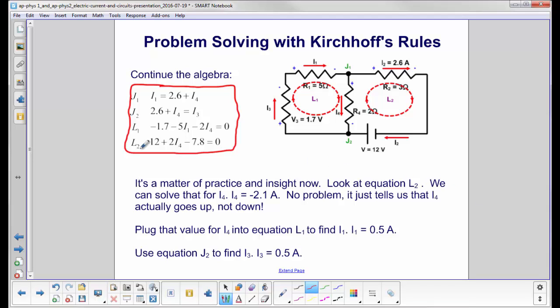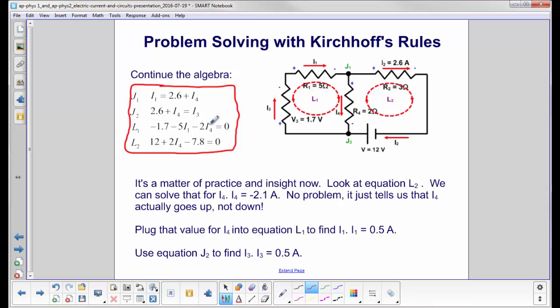Let's look at equation L2, the loop 2 equation. What do we have? We have a number, we have 2I4, and we have another number. What can we do? Well, we can solve for I4. And it turns out that I4 is negative 2.1 amps. What does that negative sign mean? Well, it means we chose the direction of the current backwards. I4 actually goes in that direction. Not a problem. We now have I4, and let's look at loop 1 equation.